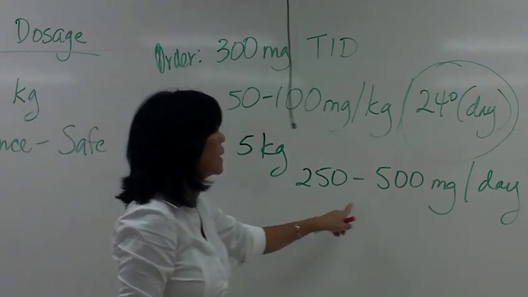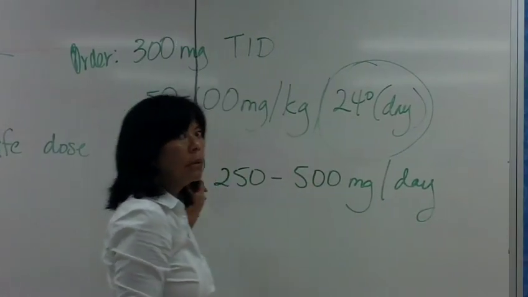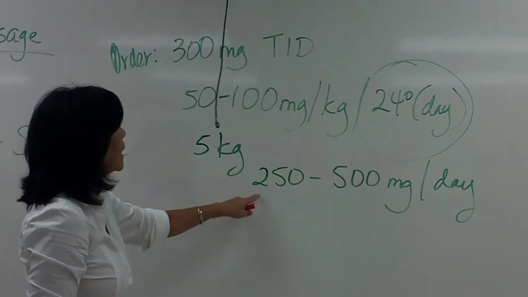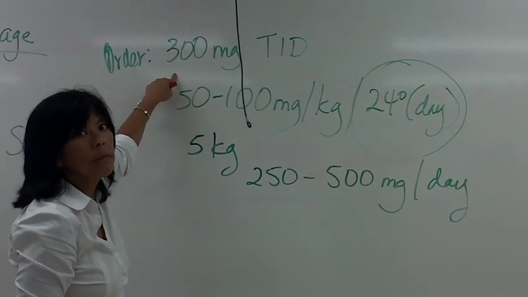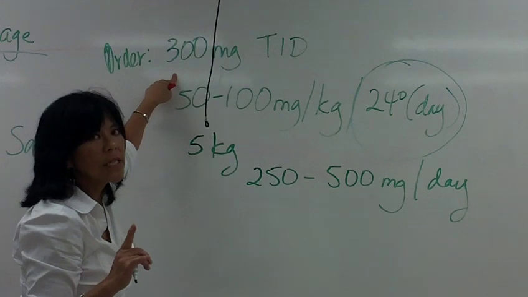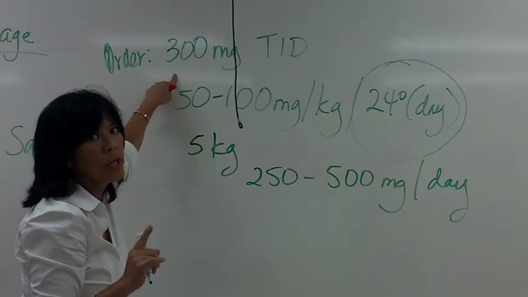So now I've calculated out my safe dose range for this 5 kilo baby. I'm going to go back and compare it to what the doctor has ordered. Now this is where you have to make a decision how you want to do this. You can do this one of 2 ways.